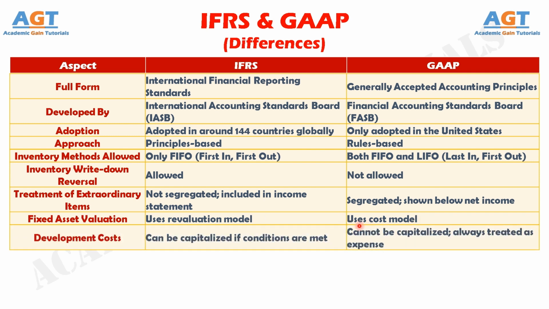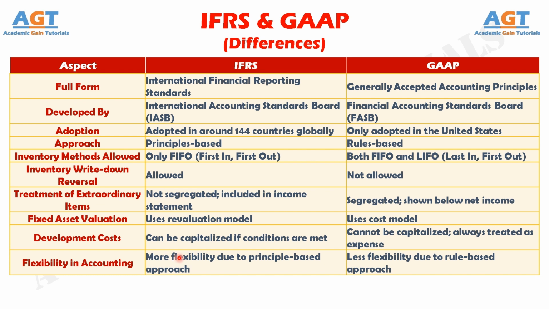Number 9. Development costs can be capitalized under IFRS if certain conditions are met, whereas under GAAP, development costs are always treated as an expense. And difference number 10. IFRS provides more flexibility in accounting due to its principle-based approach, whereas GAAP provides less flexibility due to its rule-based approach. So, these are the differences between IFRS and GAAP.